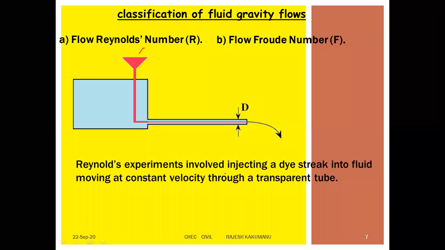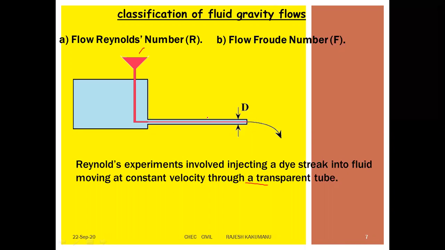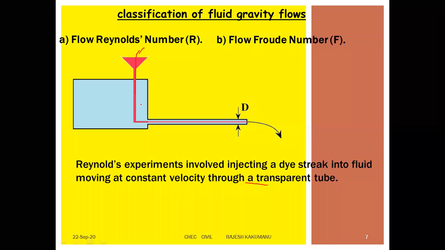The Reynolds experiment involved injecting a dye streak into the fluid moving at constant velocity through a transparent tube. If this is the diameter of the pipe, there is a container, a hopper, where the dye is passing into the section and moving through the aperture of diameter D. With this transparent tube, we can explain the Reynolds number with respect to laminar flow and turbulent flow.